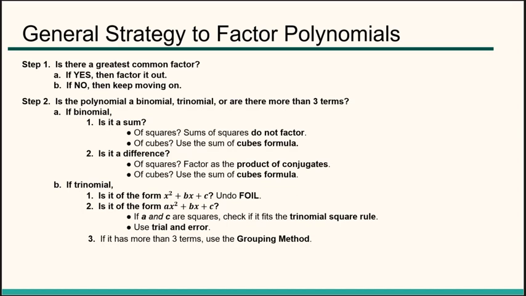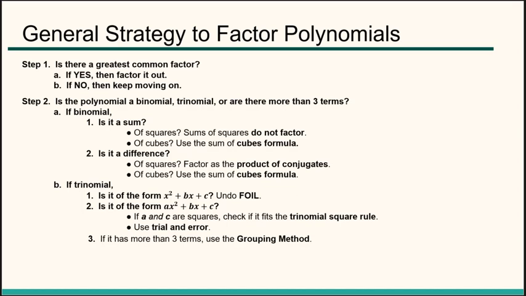So if it's a binomial, is it a sum? If it's a sum of squares, sum of squares don't factor. You're done. Is it a sum of cubes? Then you have to use the sum of cubes formula that we've already learned. Is it a difference of squares? Then you factor as a product of conjugates. We've already done that one too. If it's a sum of cubes, then you use the sum of cubes formula, which we did previous to this video.